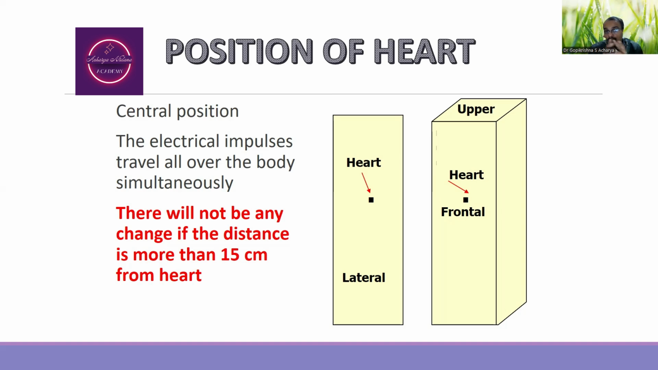There will not be any change noticed if the distance is more than 15 centimeters. That means if the electrode is placed 20 centimeters from the center of the heart, not much difference. 30 centimeters from the heart, not much difference. If it is placed at 10 centimeters, then that will be responsible for the increase in the amplitude. At 14 centimeters, there is comparatively a little decrease in the amplitude than at 10, but a slight increase compared to 15. If it is placed at around 10 centimeters from the heart, there will be even much more increase in the amplitude of the electrical potential.